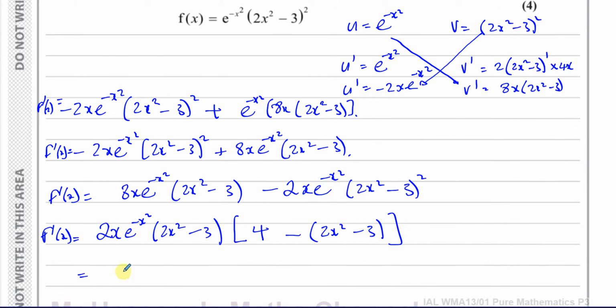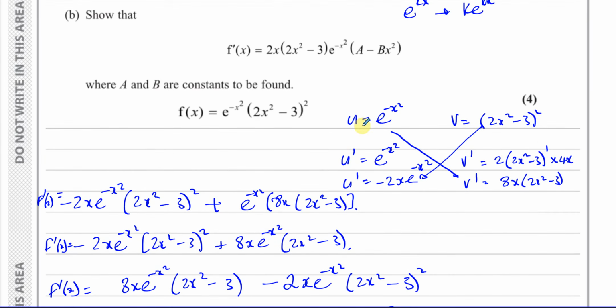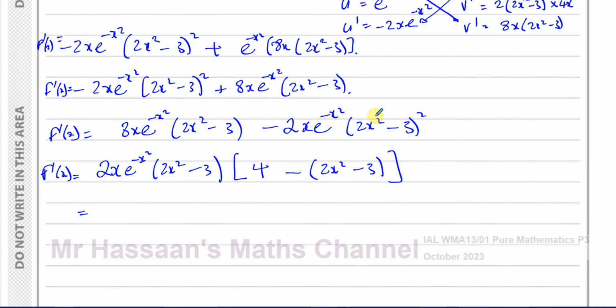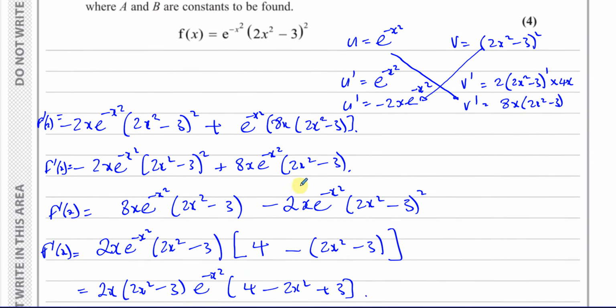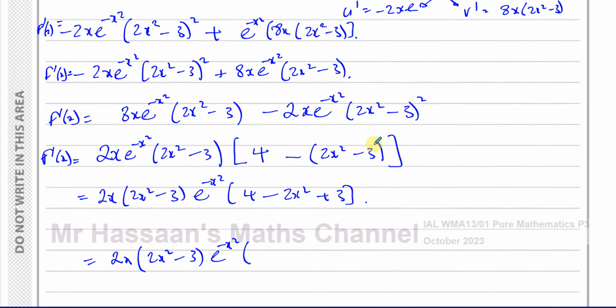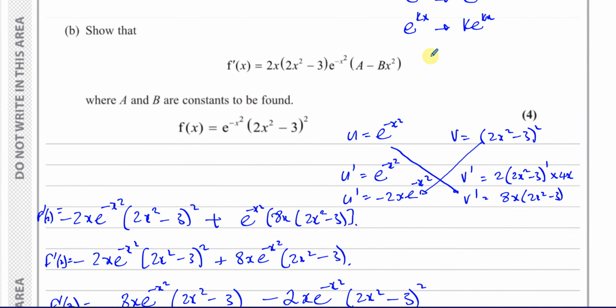So this is going to be equal to, now the way they've written it, they've got the e to the power minus x squared after that. So I'm going to write it the same way that they have. So I'll write this as 2x times 2x squared minus 3 times e to the power of minus x squared times 4 minus 2x squared plus 3. Okay, so you'll end up with 7 minus 2x squared there. So you're going to end up with 2x squared minus 3 e to the power of minus x squared times, how do they want us to write that? A minus bx squared. Good. So it's going to be 7 minus 2x squared. So it's worked out to be exactly of the form that we needed.